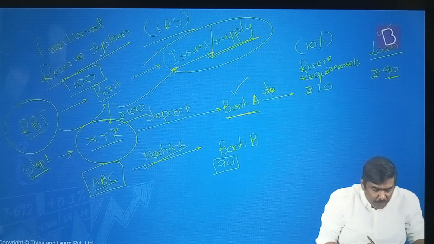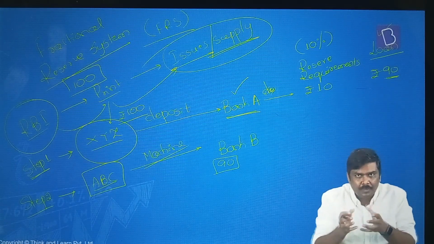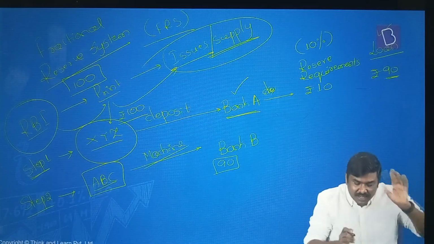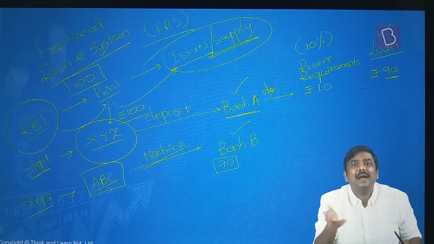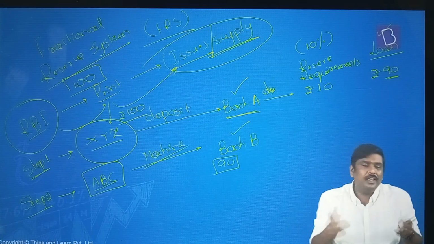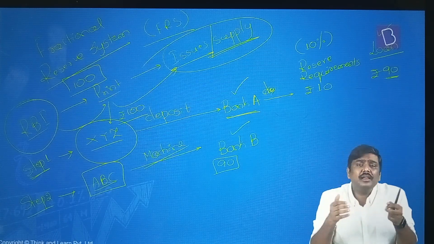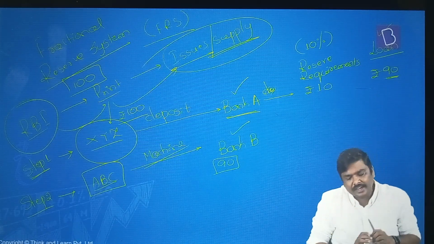Now this particular 90 rupee in the second step has been given to a seller or a vendor in the market, and this 90 rupees has gone into second bank or bank B. Is it bank B always? Not necessarily. You can deposit the money in the same bank, that is bank A only. Just to make the process simpler, I have taken this as a second bank.